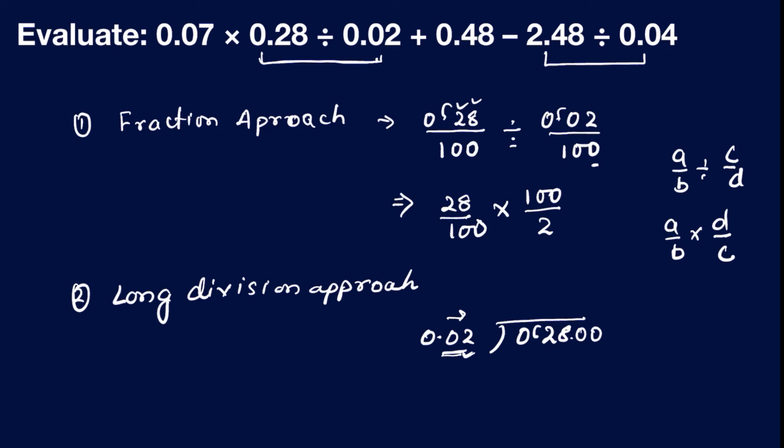Now you can easily divide 28 by 2. 2 times 1 is 2 and 2 times 4 is 8. So 14 is your answer. Here also 100 gets cancelled and 2 times 14 is 28. So you can follow either approach. The fraction approach will be easier because you won't have to calculate separately. Now let's solve it using the fraction approach.